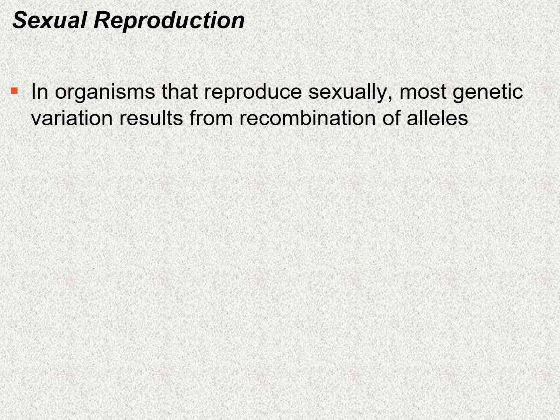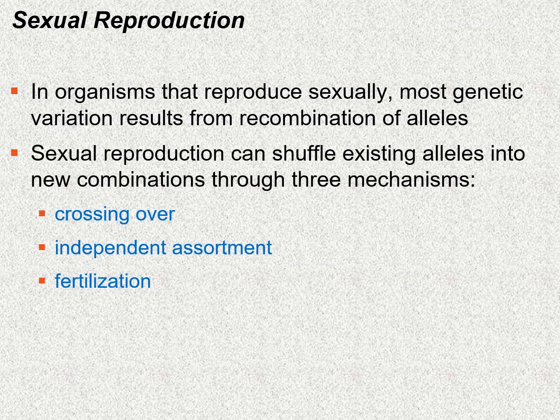All right. So sexual reproduction can introduce new alleles and new combinations of alleles. So those organisms that can reproduce sexually, this is really where most of the variation comes from. And it comes from the recombination of alleles. Now there's three sources of variation in sexually reproducing organisms.